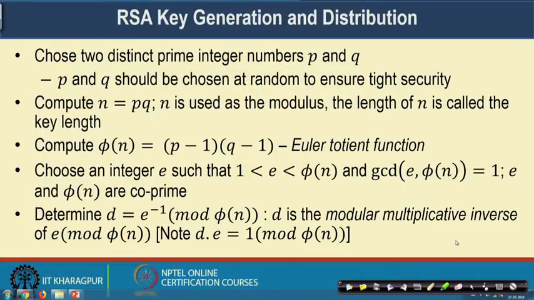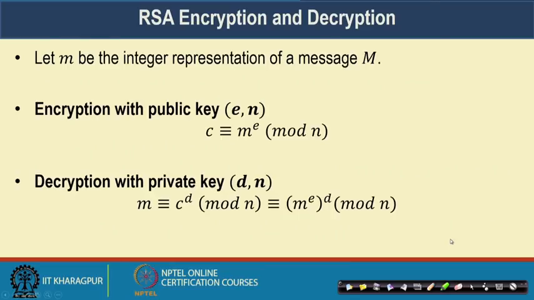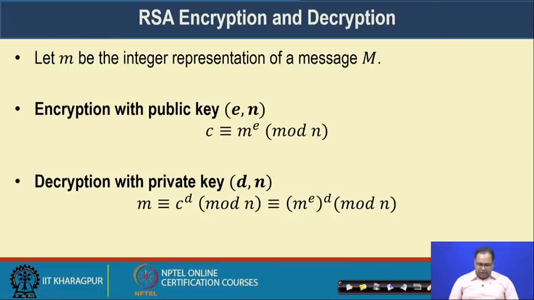Now, whenever someone else is going to transfer some message to you, they can encrypt the message with your public key and send that message back to you. Once you receive that message, you can decrypt the message with the help of your private key. So, that is the encryption and the decryption algorithm for this RSA mechanism.